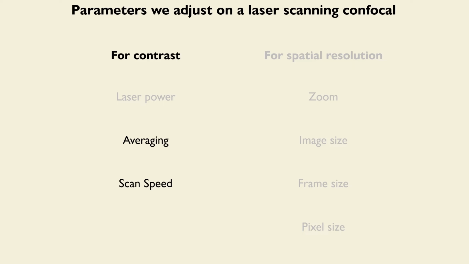The other option is to reduce the scan speed. So the laser dwells more at each location, therefore we get more photons out of each location. And so that is another way that we can adjust the contrast. So what are the effects of these three ways that we've discussed that we can adjust the contrast? I'm going to compare the effect of scan speed versus laser power versus averaging. And I'm going to start by showing the same display settings in all the images.